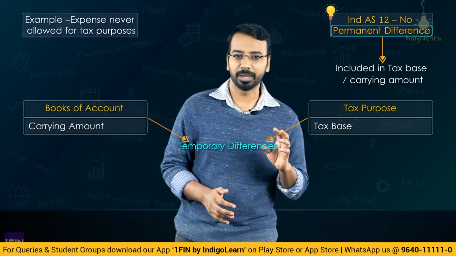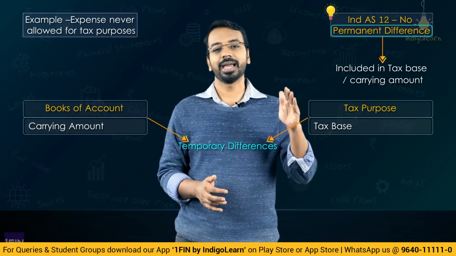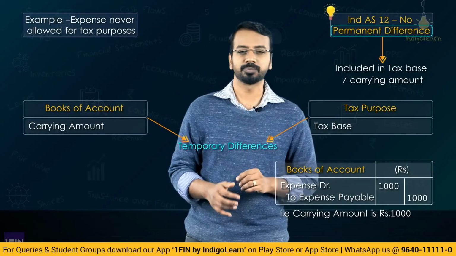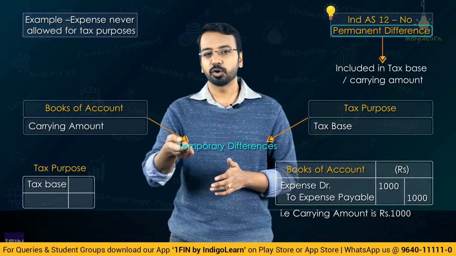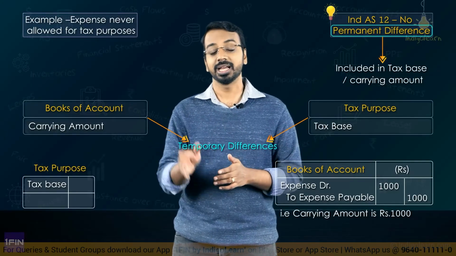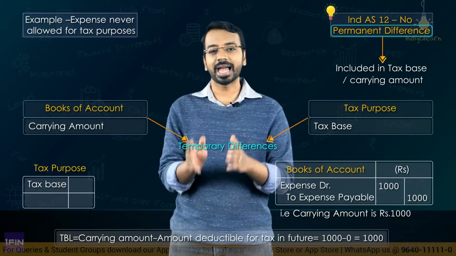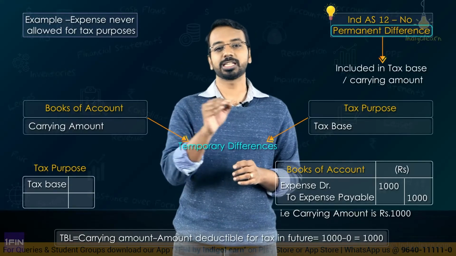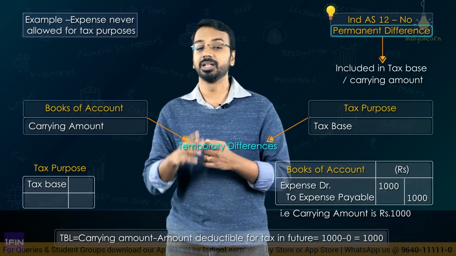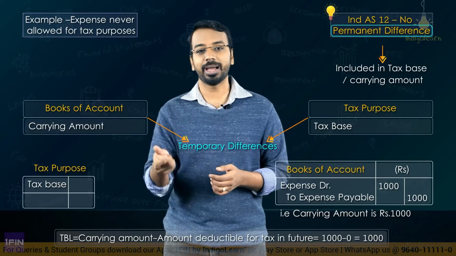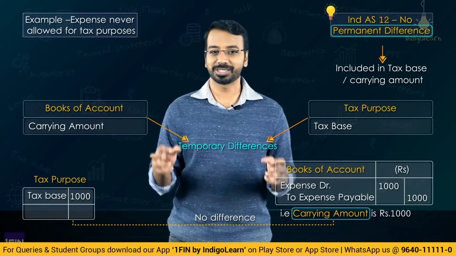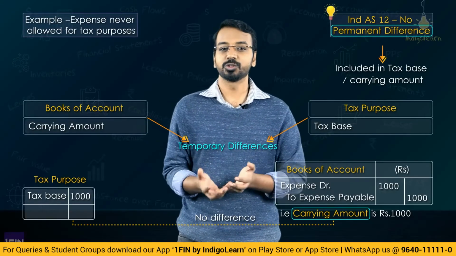Let us say this expense is still payable. So, when the expense is payable, you will debit expenses, credit a liability. Now, in the books, you have a carrying amount of liability, say 1000 rupees. What is the tax base of this 1000 rupees? If you go back to the definition of tax base, it says tax base of a liability is the carrying amount of liability, which is 1000, less any amount that will be deductible in the future in respect of that liability. Is there any amount that will be deductible? Nothing will be deductible. So, the tax base of the liability also is 1000. Then, what is the difference? Carrying amount is 1000, tax base is 1000. There is no difference, the difference is 0. So, the permanent difference is automatically captured when we compute the tax base.